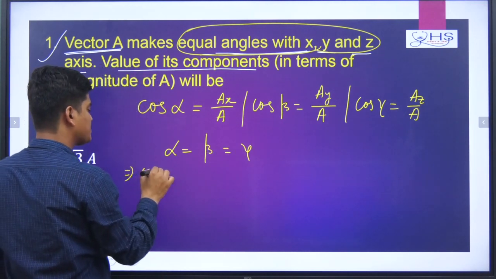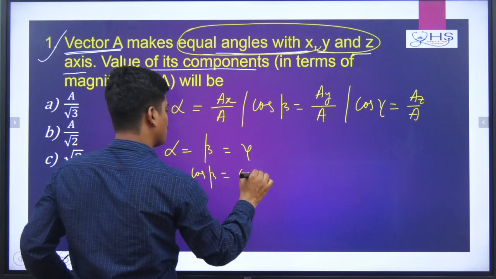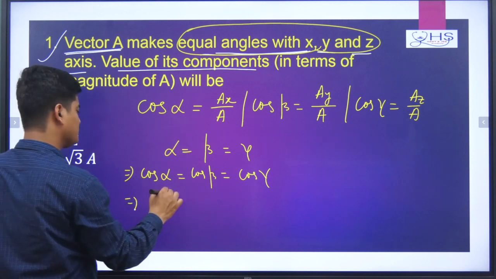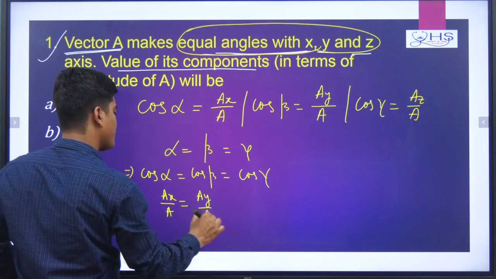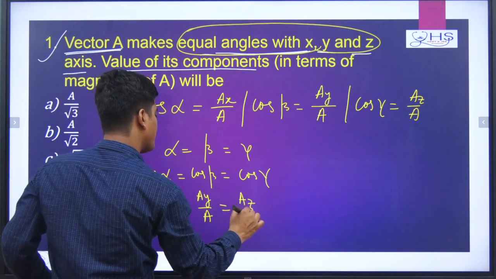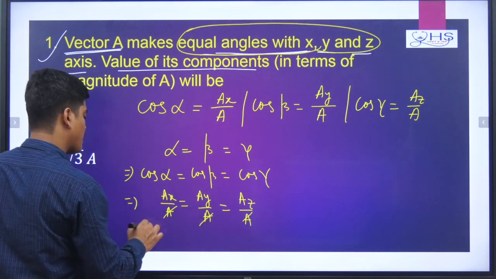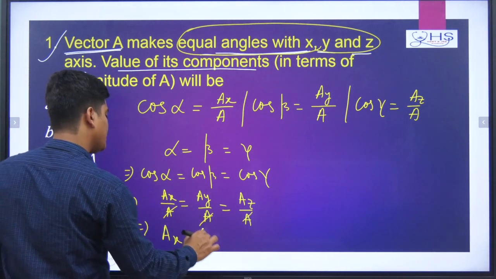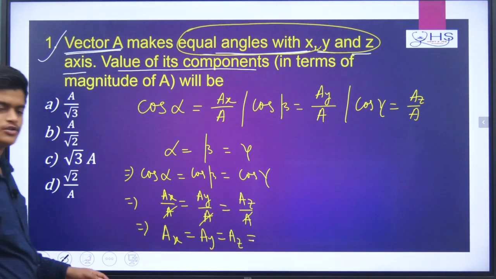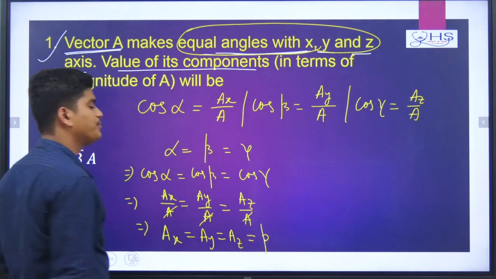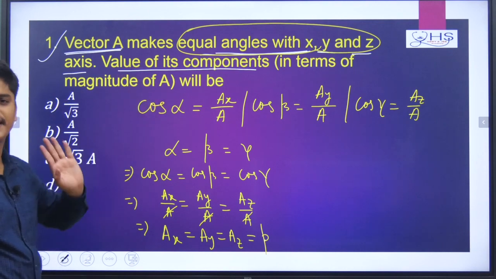If alpha, beta, gamma are the same, then cos alpha equals cos beta, then equals how much? Cos gamma. Now you equate: Ax by A equals Ay by A equals Az by A. Now here I can cancel A, so what can I get? I get my three components Ax, Ay and Az the same, equal. But let's consider this equal thing to be p.